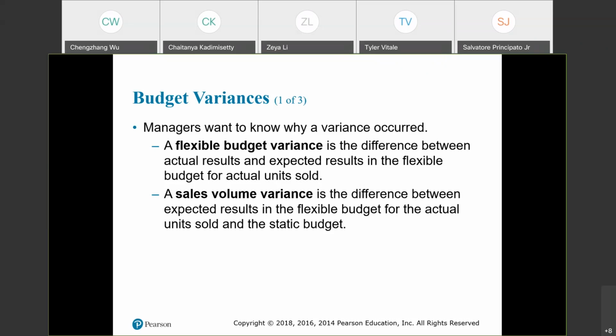To develop more useful information, the managers divide the static budget variance into two broad categories: the flexible budget variance and the sales volume variance. The flexible budget variance is the difference between the actual results and the expected results in the flexible budget for the actual units sold. The sales volume variance is the difference between the expected results in the flexible budget for the actual units sold and the static budget.